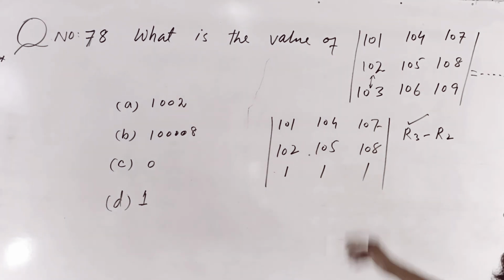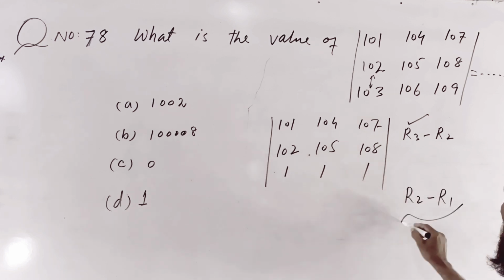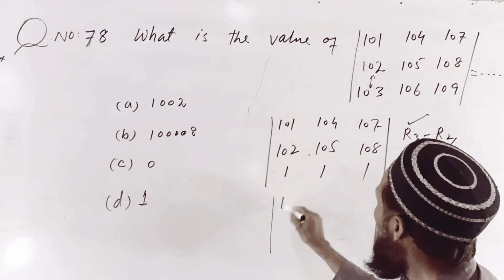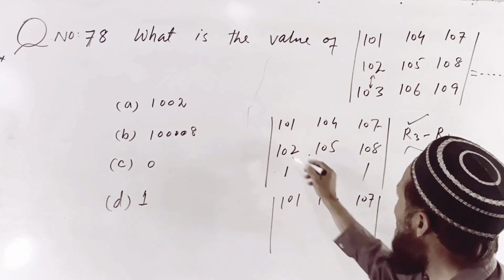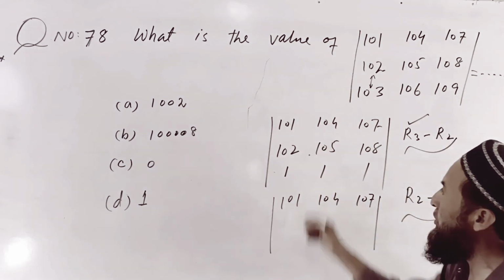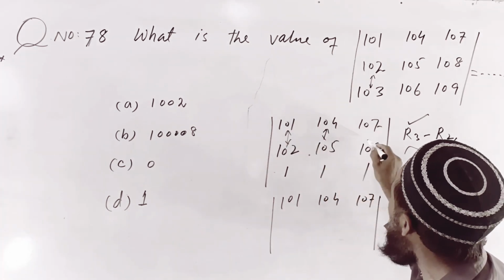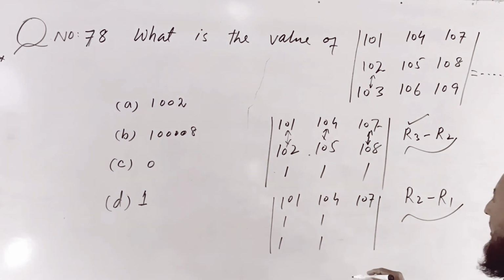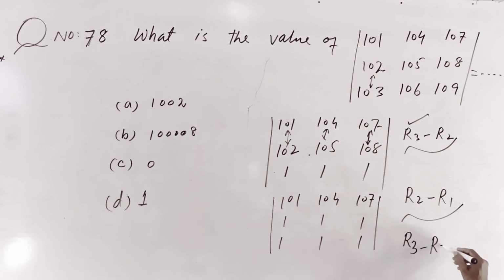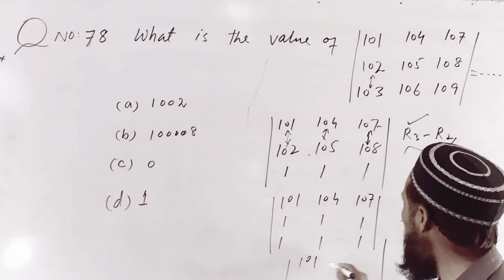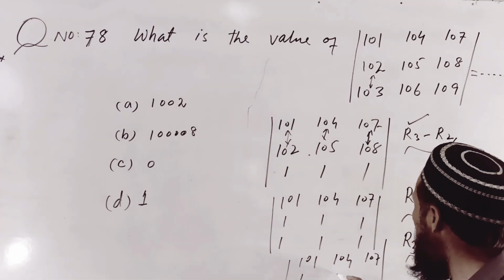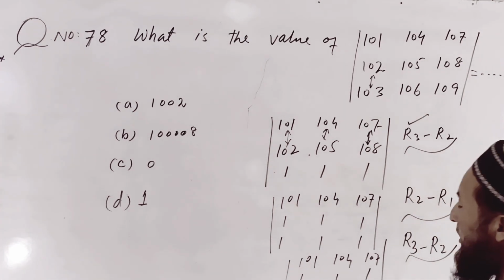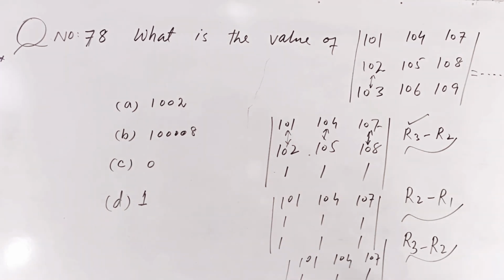Similarly, in the next step, if we apply the row operation R2 minus R1, what is the result? The result will be 0. How? If we subtract row 2 minus R1, 102 minus 101 for each element, we get 1, 1, 1. Now if we subtract R3 minus R2, the result is 0. So according to the definition of determinant, if row 3 is 0, then the determinant is also 0.